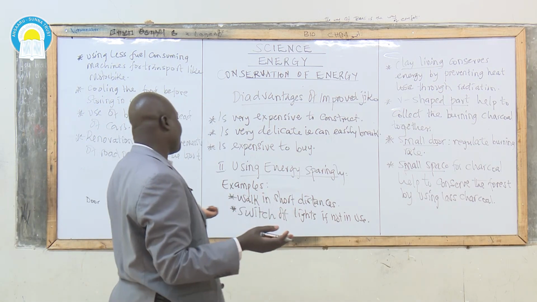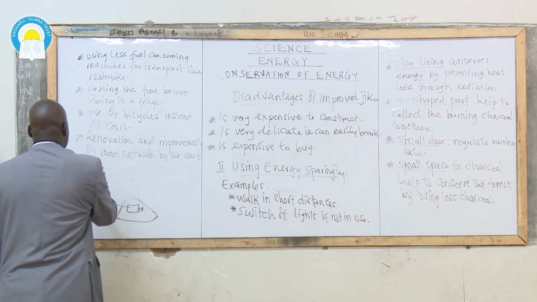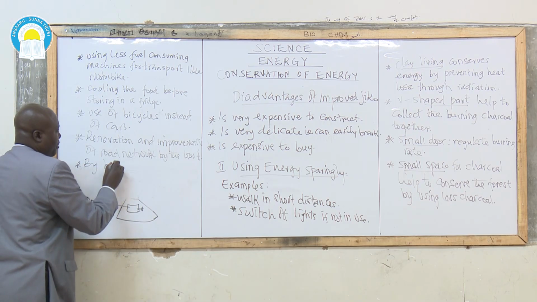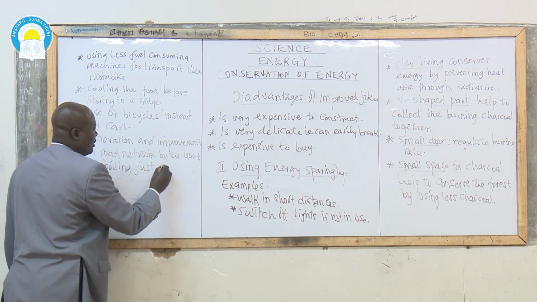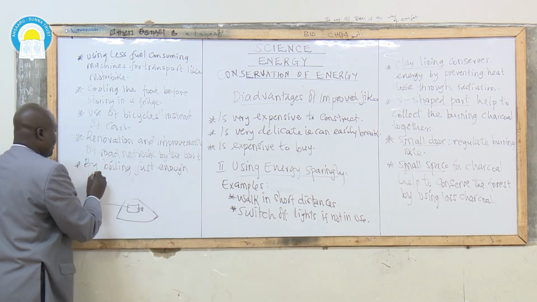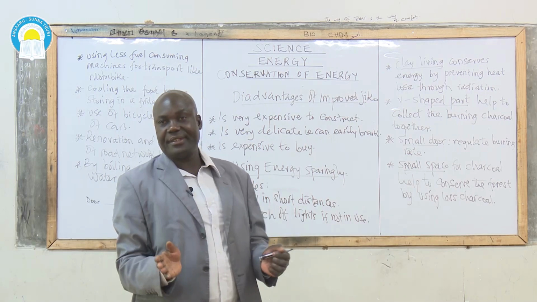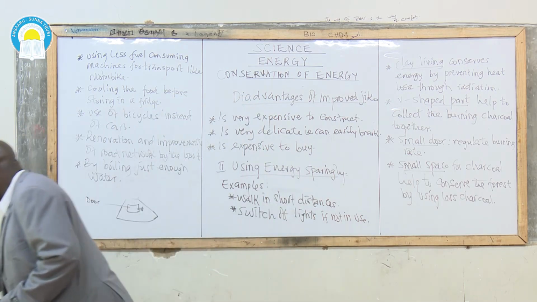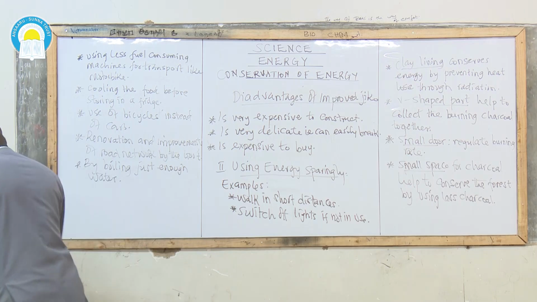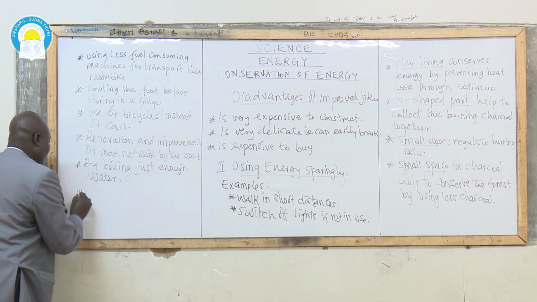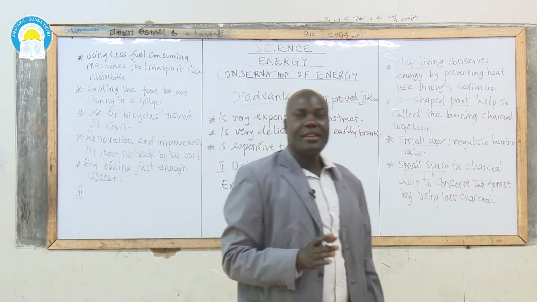We can also use energy sparingly by boiling just enough water. If you are boiling water, just boil enough, so that you don't boil a lot of water that is going to consume a lot of energy, and yet you are not going to use all of it. So just boil enough that can be used. Those are the ways you can conserve energy by using energy sparingly.